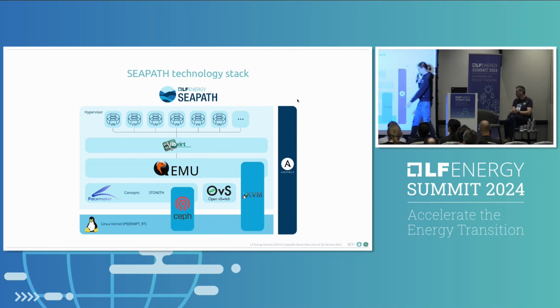We use OpenVSwitch here for virtual networking, so software-defined networking, especially the ability to deploy a network over multiple machines over a SEAPATH cluster. We use KVM and QEMU, which are standard tools to deploy virtual machines on Linux. And we also use libvirt as an API to simplify the use and the deployment of virtual machines. Here is also Ansible, an orchestration tool that we use a lot on SEAPATH, but I don't talk about it today.